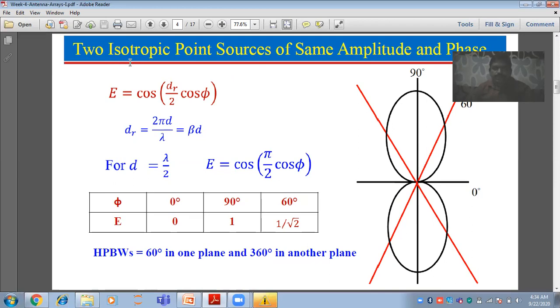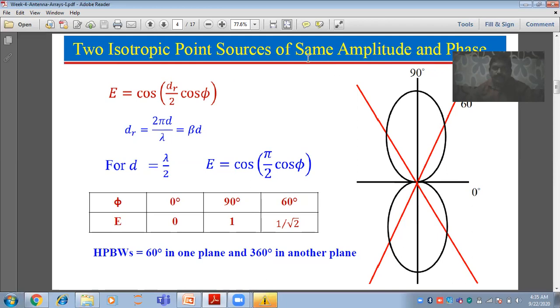You know what is called an isotropic radiator. An isotropic radiator is nothing but a radiator which delivers uniform power in all directions. Physically it is not possible, and in the ideal case we assume the existence of this isotropic radiator. That's what we have seen earlier in the classes. Two isotropic radiators are taken, kept over a straight line, and radiating energy with the same amplitude and phase.